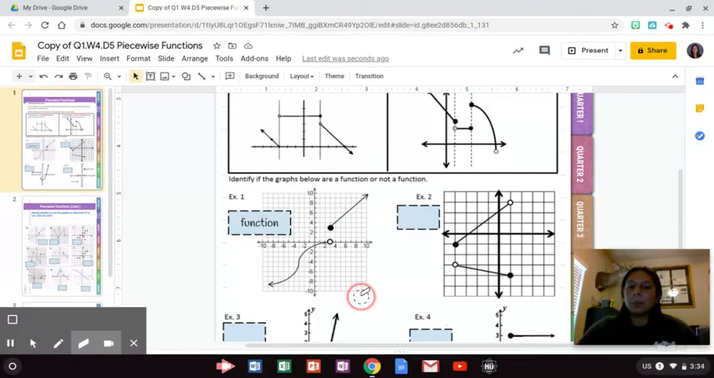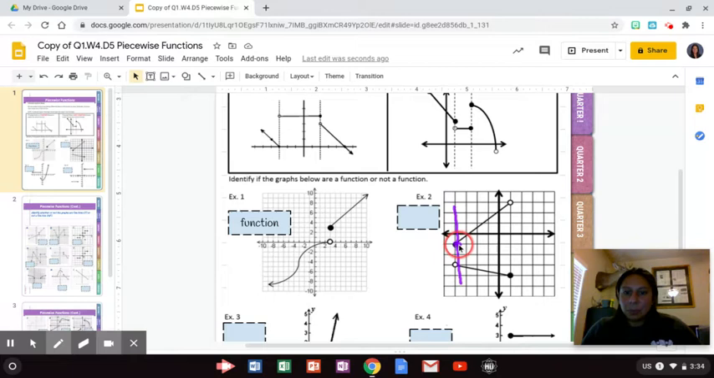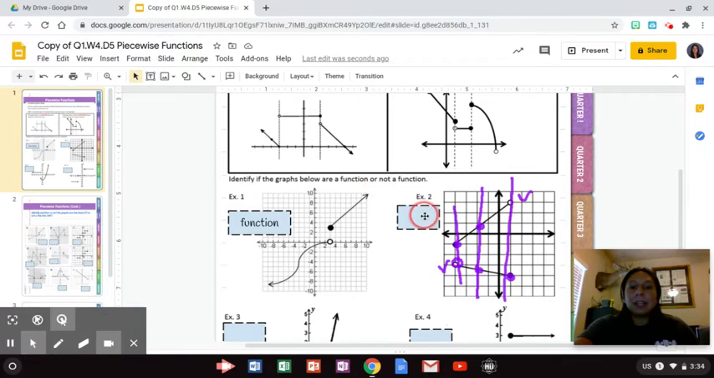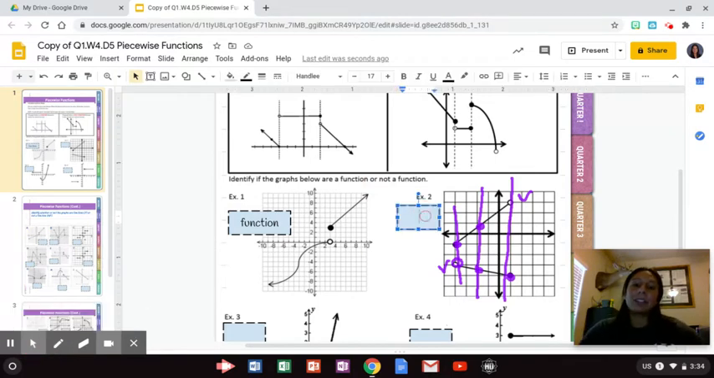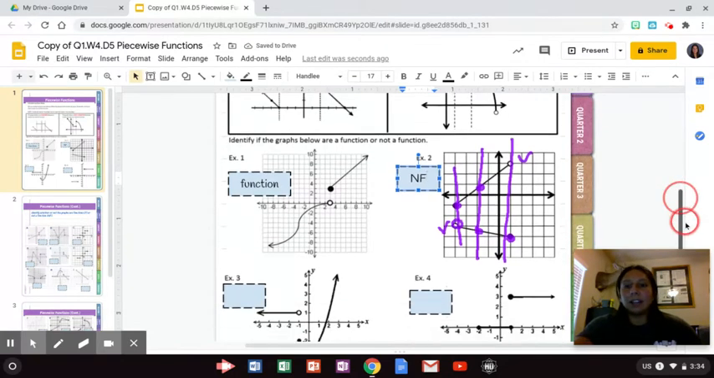Okay, graph 2. My goal is to figure out, is this one a function or not a function? So again, if I were to draw a vertical line right here, it hits this point, but it doesn't hit this point. So that's okay. Over here, if I draw a vertical line, a solid point, an open point, that's okay. But what happens if I draw a line down the middle? Well, it hits right here and it hits right here. Because it's a solid line, it hits 2 points at one time. So that means that this one right here is actually not a function because that middle part right there doesn't pass the vertical line test. So we're going to put NF for not a function, or you could just write out not a function.